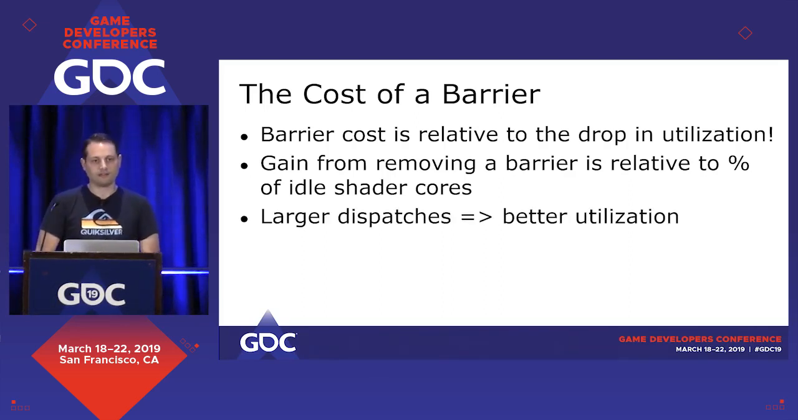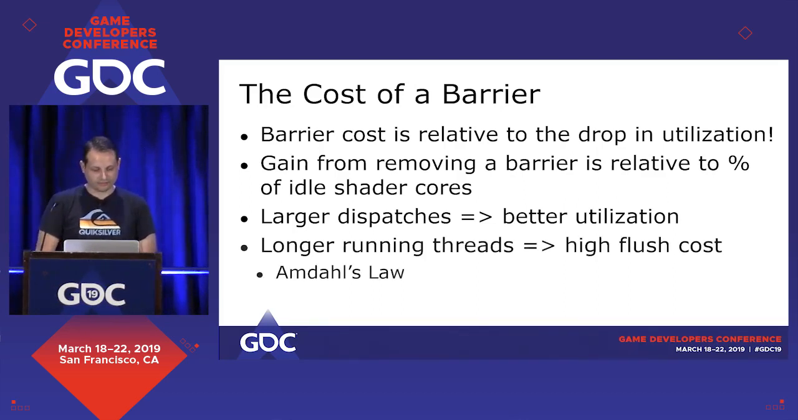This also leads us to the conclusion that having larger dispatches is generally better for having a higher utilization, because you're going to have more threads to keep the shader cores saturated. Whereas if you have smaller dispatches with longer running threads, these can give you a very high flush cost, right? Because if you have a very long running thread, that makes it more likely you're just going to have the command processor sitting there waiting on that flush with less than 100% utilization.